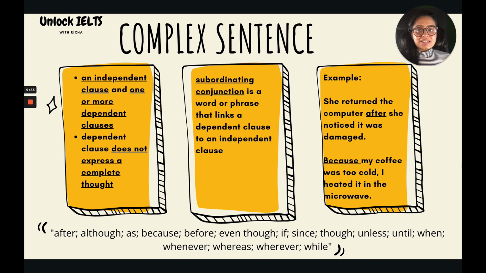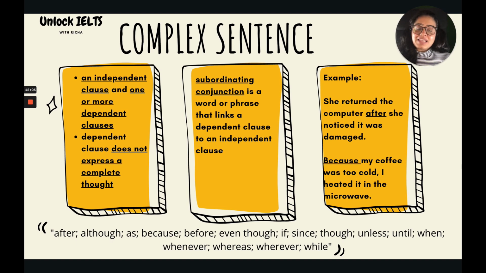Now, what is a complex sentence? A complex sentence is one which has got an independent clause and one or more dependent clauses. As you already know, an independent clause is a complete sentence and is a complete thought in itself, whereas a dependent clause does not express a complete thought. In the case of a complex sentence, you must be thinking of the linking words. A subordinating conjunction is a word or a phrase that links a dependent clause to an independent clause.